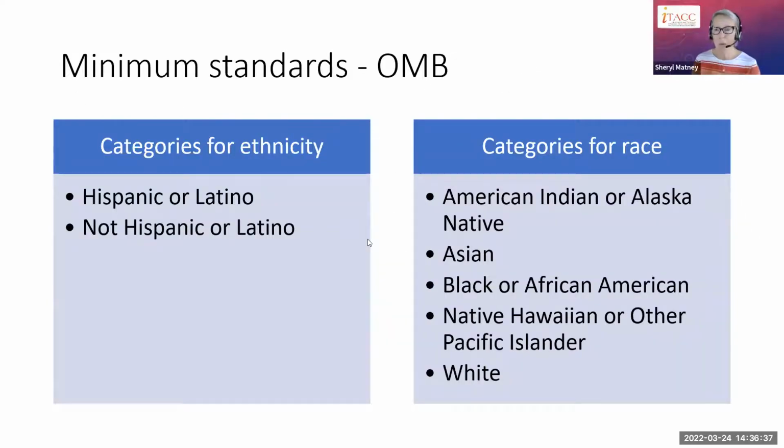Remember, the reason we have to collect this and the reason the questions are what they are is because the Office of Management and Budget, which is OMB, has minimum standards, and all federal agencies, and anyone receiving money through those federal agencies, collect the same data. So there are categories for ethnicity, which you can see here on the screen: Hispanic or Latino, not Hispanic or Latino. Categories for race are pretty narrow: American Indian or Alaska Native, Asian, Black or African American, Native Hawaiian or Pacific Islander, and white. And those are the minimum standards.